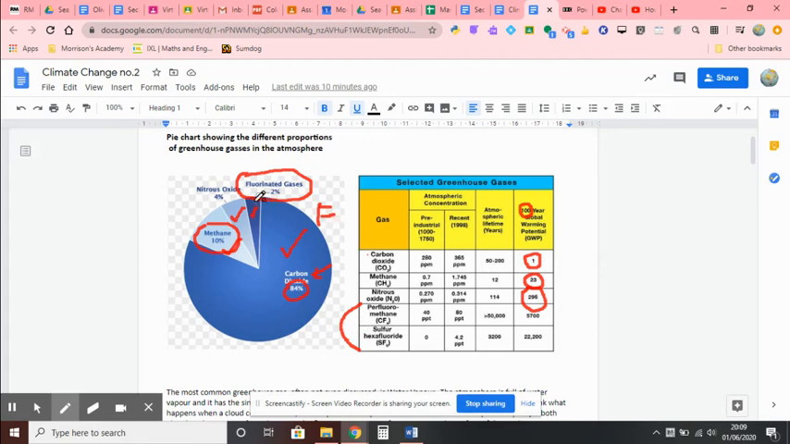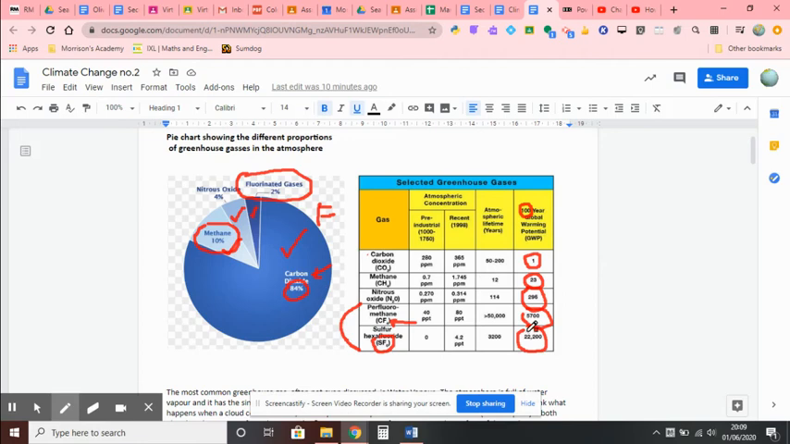Okay, so they're both part of this tiny 2% up here. But you can see the CF4, that's just the short chemical name for this gas, is 5,700 times more powerful than carbon dioxide. And sulfur hexafluoride, or SF6 as it's known, it's really bad. It's 22,000 times more powerful.